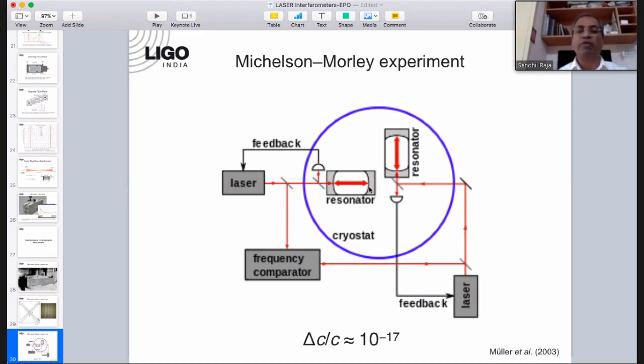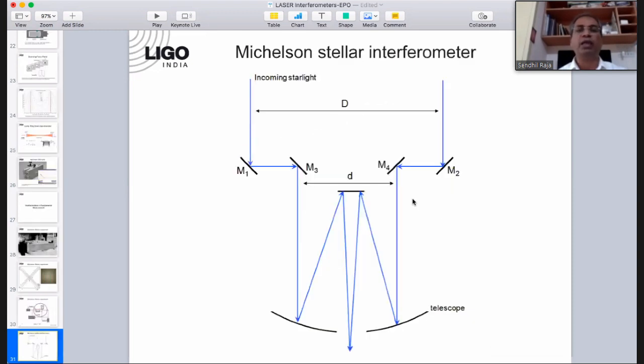You can have Fabry-Perot cavities with a finesse of the order of 10 to the power 12, 10 to the power 15. And today, the delta c by c error, the homogeneity of space, can be tested to an order better than 10 to the power minus 17. That's the limit to which it has been tested today, using a modern version of the Michelson interferometer, using very high frequency, high stability lasers and high finesse resonators.